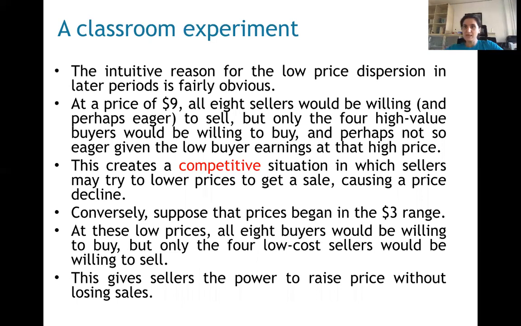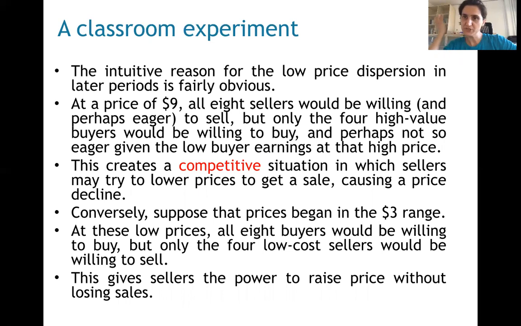Now let's check whether the first scenario could happen. Why do we observe low price dispersion in later periods? Okay, so at a price of 9, in the first scenario, if everybody traded and obtained 1, at a price of 9, all 8 sellers, whose costs were 8 or 2, would be willing to sell, but only 4 high value buyers would be willing to buy.